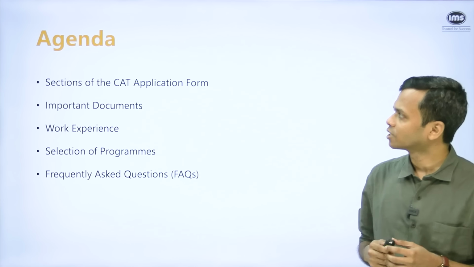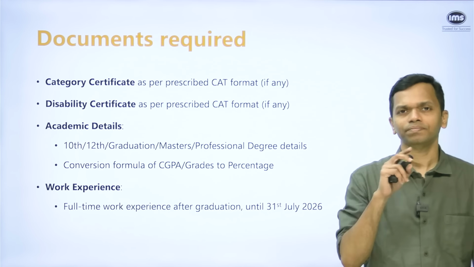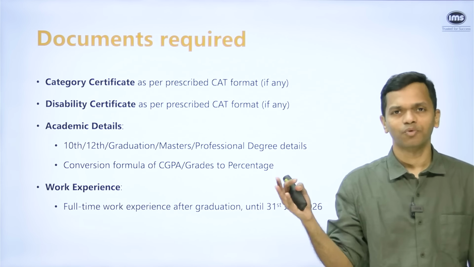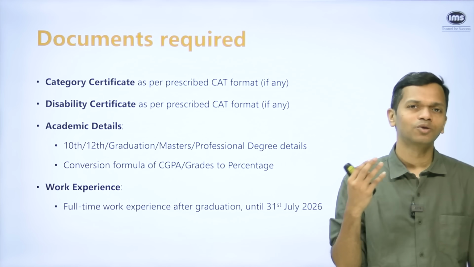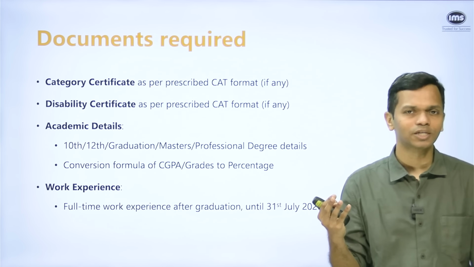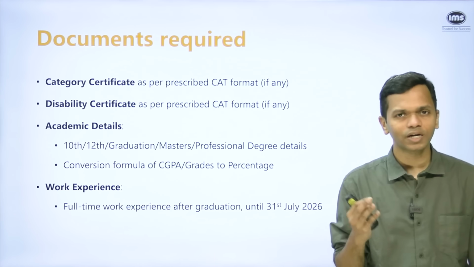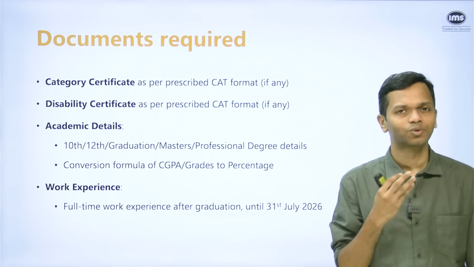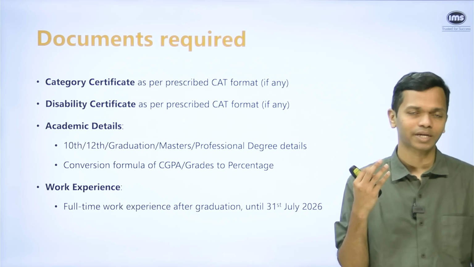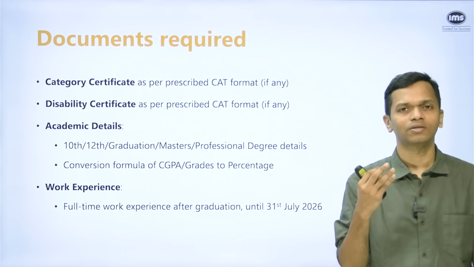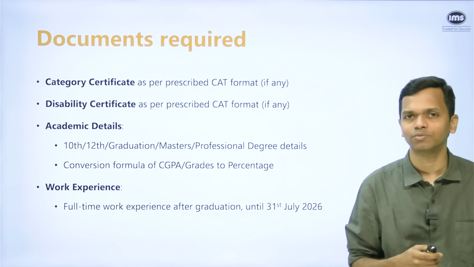Now, when you look at the sections of the CAT application form, which is the first thing we'll talk about, broadly it covers your entire profile. So starting from your academic record, your personal details, your work experience, the program selection, and then there is a declaration, etc. Part of that is going to be uploading documents related to your profile, and primarily the important documents are going to be the category certificate and the 10th and 12th mark sheets and all those other things. We'll be talking about all of them as we progress.